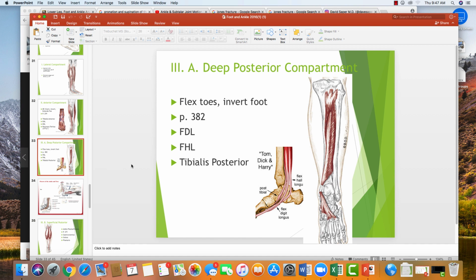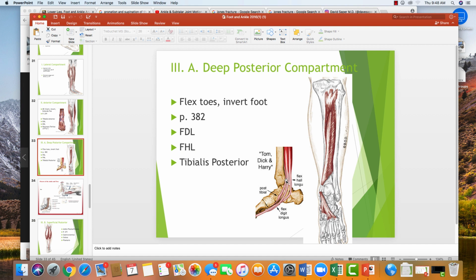And we'll talk about the deep posterior first. This has got the flexor digitorum longus, flexor hallucis longus. So the anterior had the extensor ones. Now we're talking about flexing the toes. And the tibialis posterior. These 3 are often called Tom, Dick, and Harry. Tom is the tibialis posterior, Dick is the flexor digitorum longus, and then Harry is flexor hallucis longus.